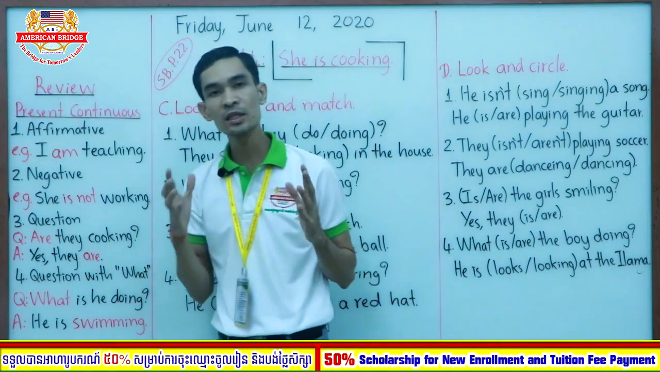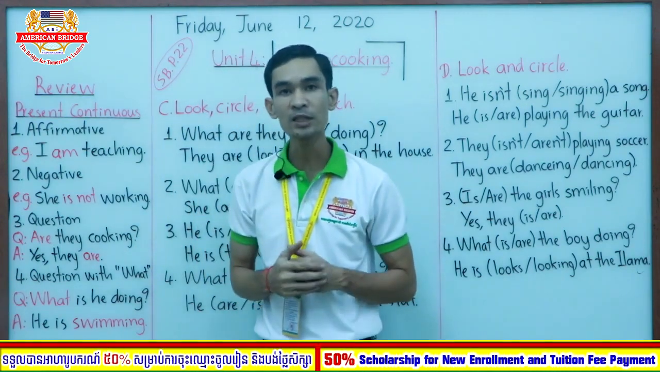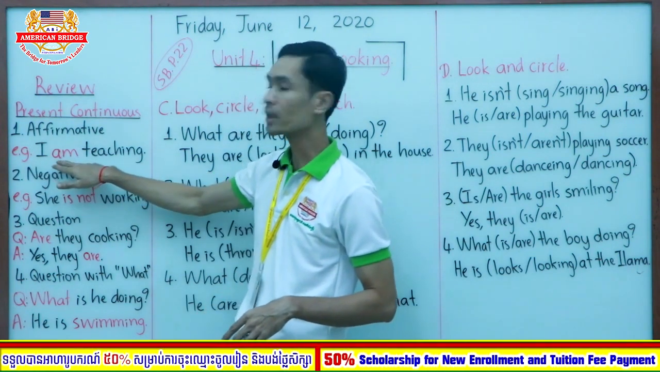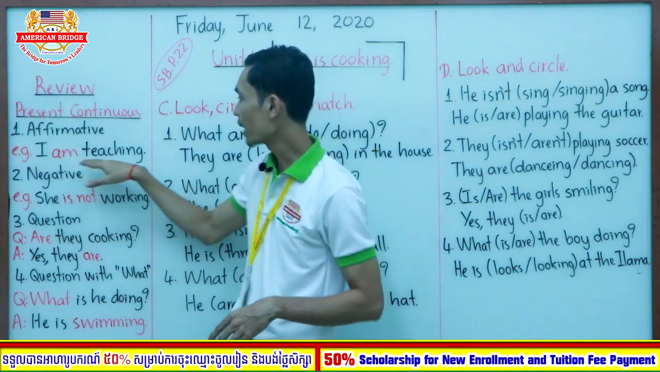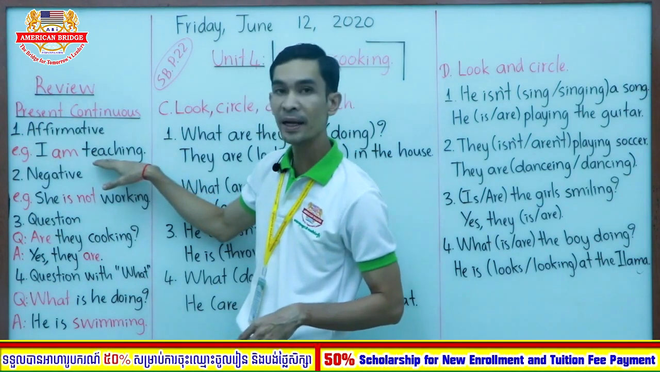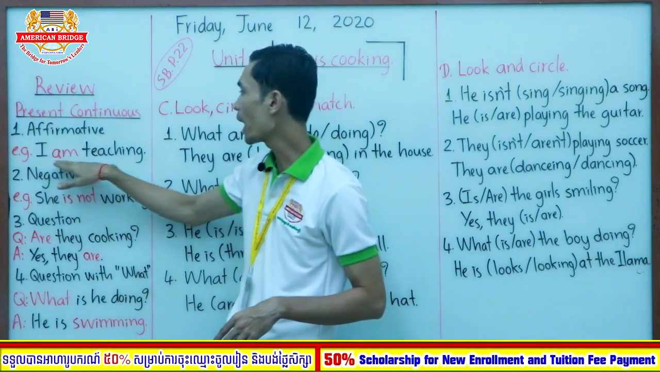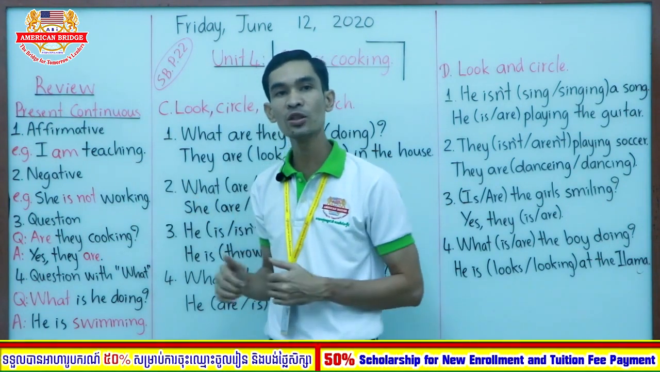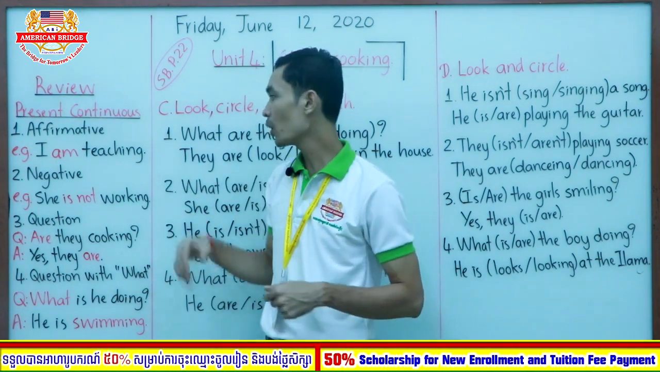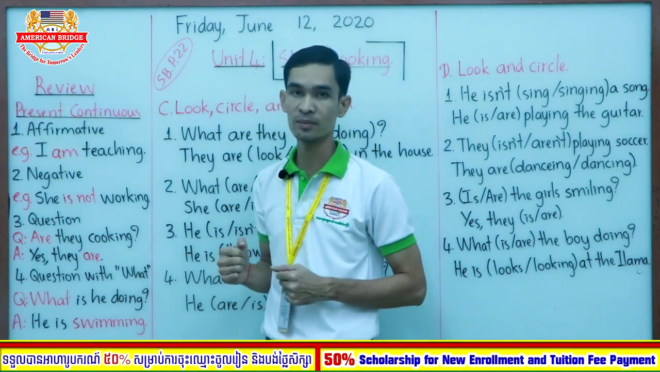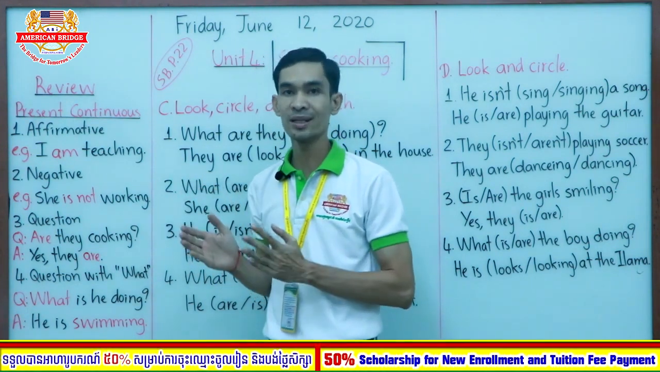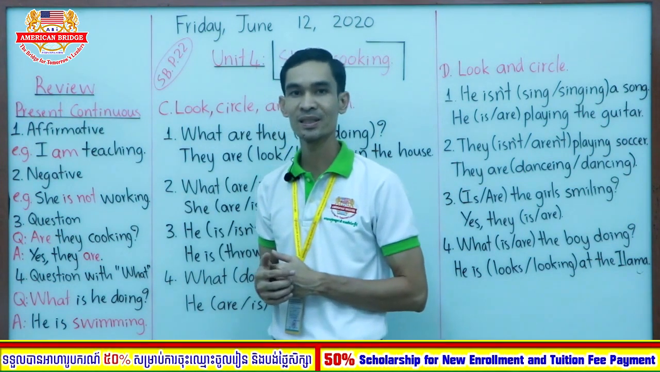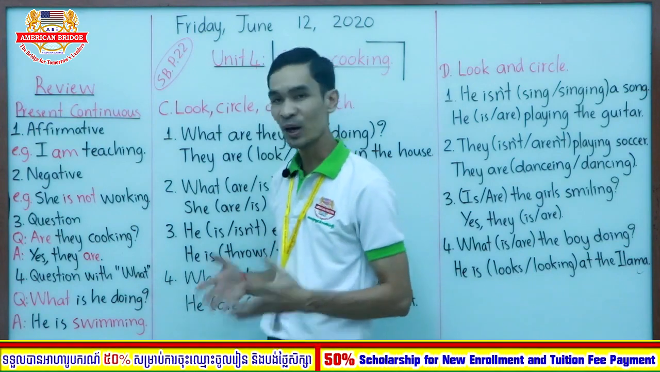Affirmative, you have to use the subject, verb be, and verb ing correctly, right? Example, I use with am, and then you need to plus verb ing. Example, I am teaching, and she, he, it use with is, right? Example, he is teaching. We, you, they, we use with are, right? They are teaching. Okay, I hope you get it.